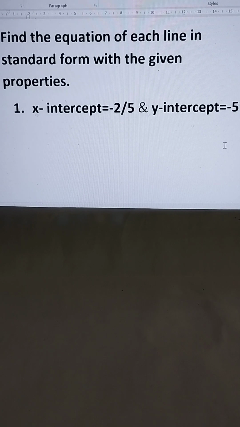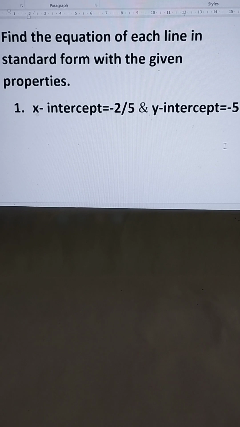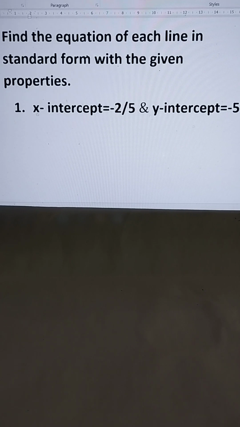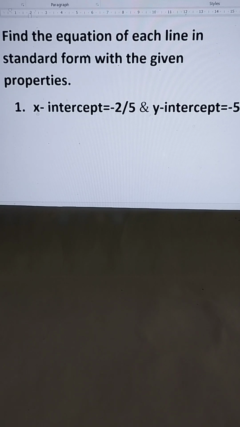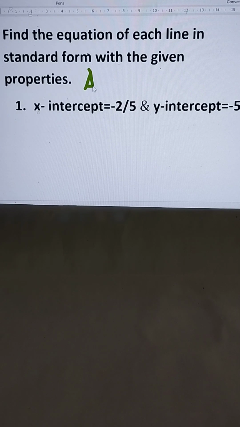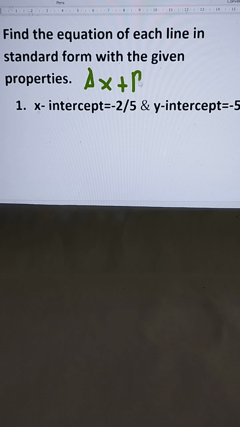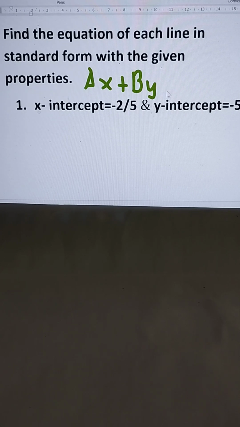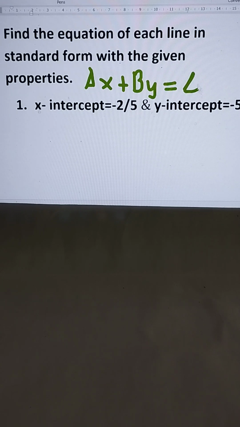So in this video I will teach you how to find the equation of a line in standard form given the x and y intercept. When you are dealing with the equation of a line in standard form, what is required by the problem is that your final answer must be of the form Ax plus By equal to C. So this is the standard form of a linear equation.